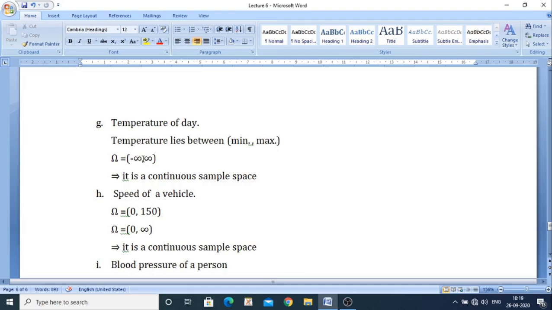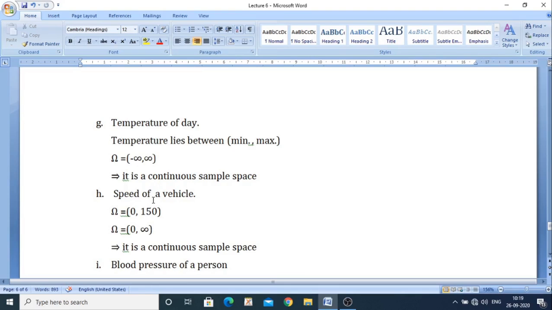That's why omega here, I have written minus infinity to plus infinity. It will not actually go up to infinity, but it will have some negative number and positive number, because in regions like Jammu Kashmir there may be negative temperatures and also high positive temperatures. So it is a continuous sample space. Sometimes it may be 0 to something, or some positive range like 10 to 25.